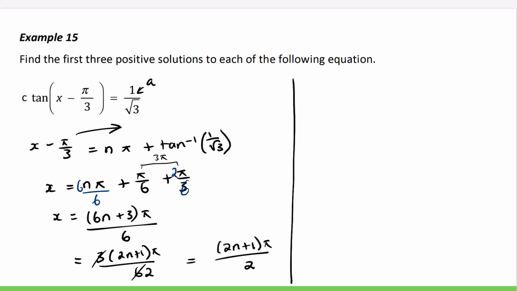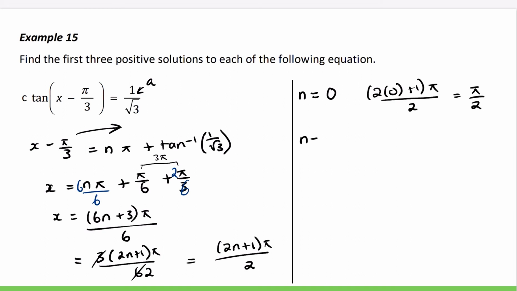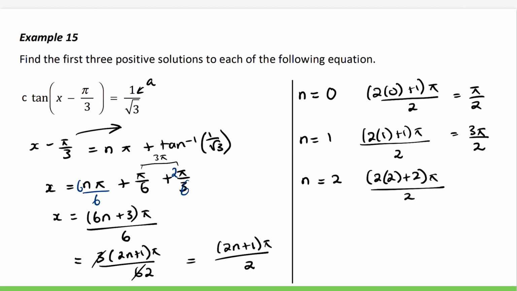And now, because of tan having only one equation, I'll go through my n's. So n is equal to 0, 2 times 0 plus 1, π on 2. That'll be π on 2. Next, that'll be 2 plus 1, which is 3. And finally, our last one. So 2 times 2 is 4 plus 2. Sorry, that should be a 1. 4 plus 1 will be 5. So that'll be 5π on 2.